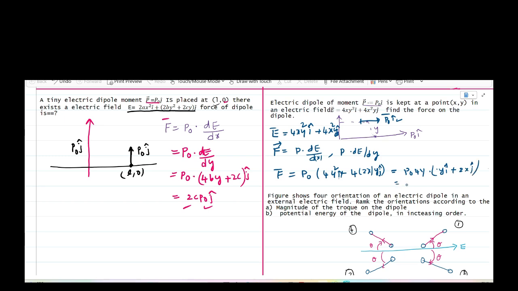So if you want the magnitude of force, it is P naught into 4y root over y square plus 4x square. This is the answer. So now conceptual questions here on the potential energy topic.